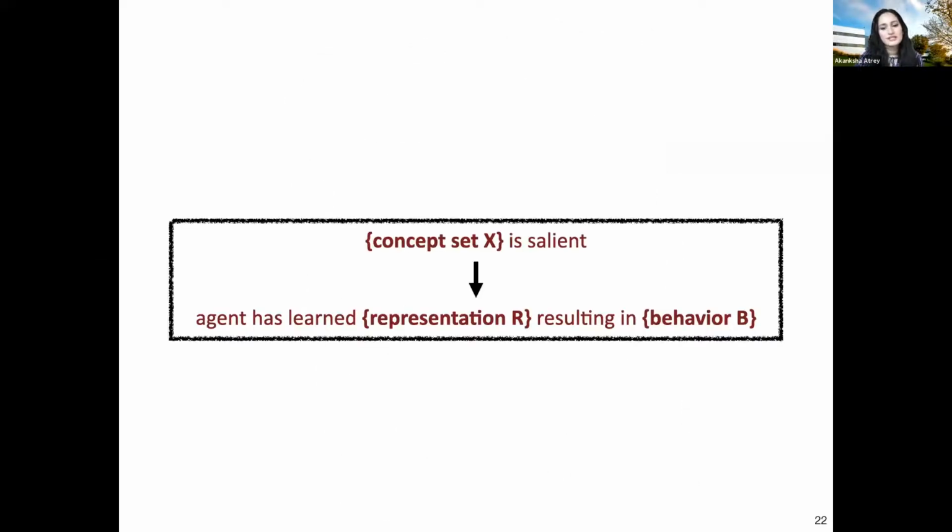We also provide a framework for generating hypotheses that assist in designing more specific and falsifiable explanations that you can actually test. If concept set X is salient, then the agent has learned representation R, resulting in behavior B. Note that representation R is what we're trying to infer because we don't know that. X and B are things we can observe over multiple frames.